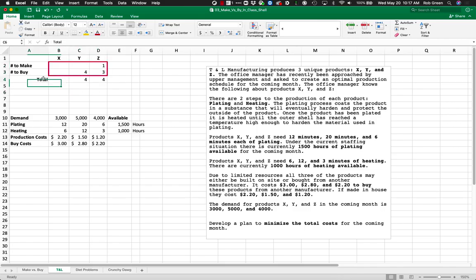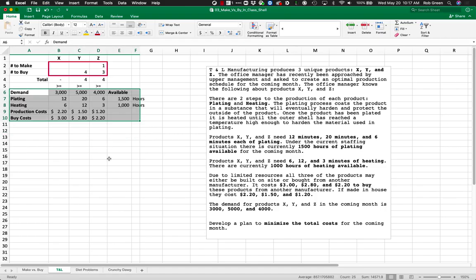All right, so I have that. Now I have my total, and lucky for us, I know that my total has to meet or beat my demand. So that tells me that this is a greater than or equal to constraint. So my total must be greater than or equal to my demand. Now I'm just going to go ahead and shift this whole thing right up here, cut and paste it, so that these are right next to each other and I can see everything that's going on.